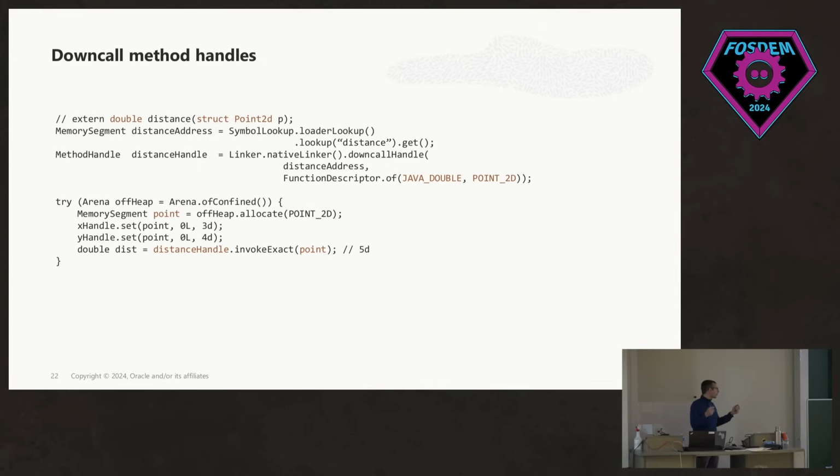Then inside our try-with-resource, we populate the point as before, and then we can call the method handle. So we just pass the point memory segment to the method handle that we obtained, and that means that we will be able to pass the point by value to the C function. And nothing else needs to be done, because the linker will figure out exactly what set of machine instruction to generate in order to go there.